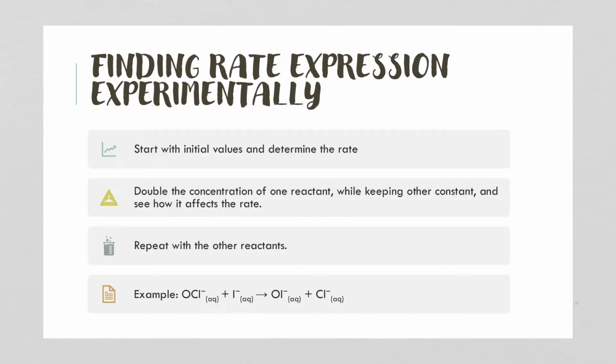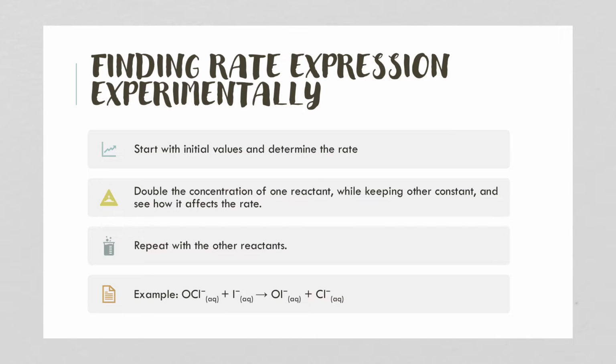So we can find the rate expression experimentally. If you don't know the rate expression at all, you would start with the initial values and determine the rate of reaction. You'd use a certain concentration of each reactant and then figure out what the rate is. And then you would double the concentration of one reactant. So you'd run the experiment again, doubling the concentration of one, keeping the other one constant, and then you would see how it affects the rate. And then you would repeat that with the other reactant or reactants.